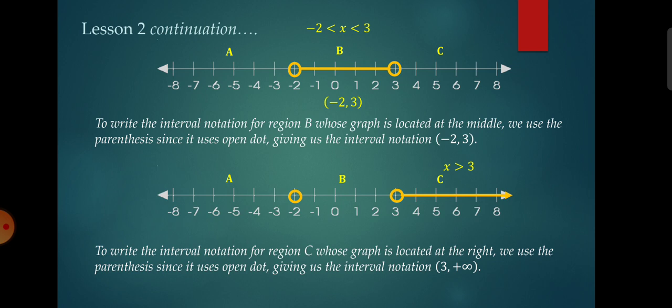So to write the interval notation for region C, whose graph is located at the right, we use the parentheses since it uses open dot, giving us the interval notation open close parentheses from 3 to positive infinity. That one.